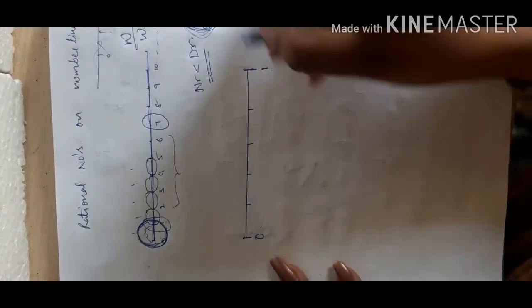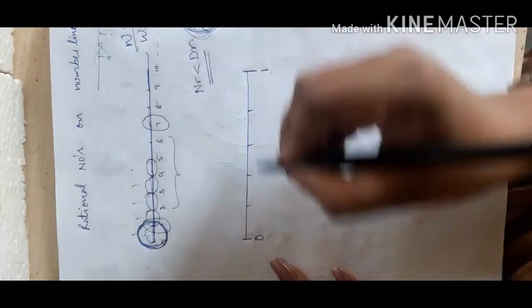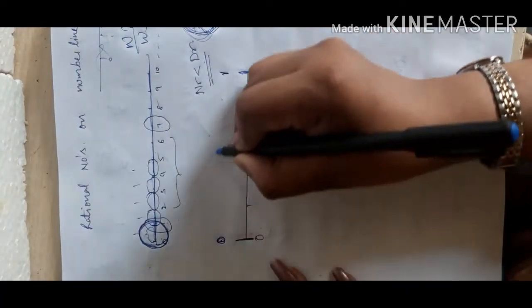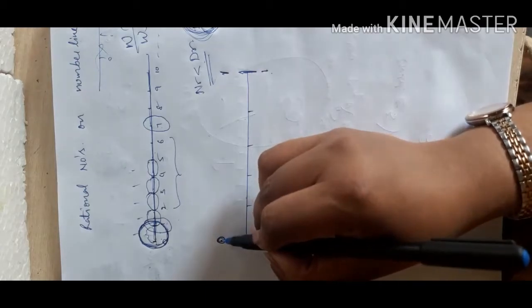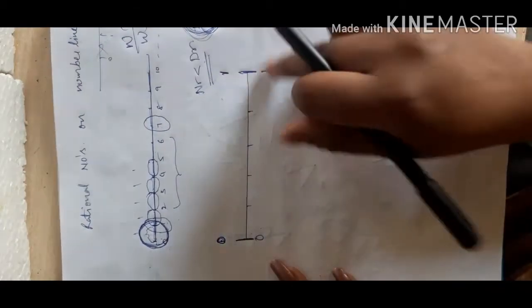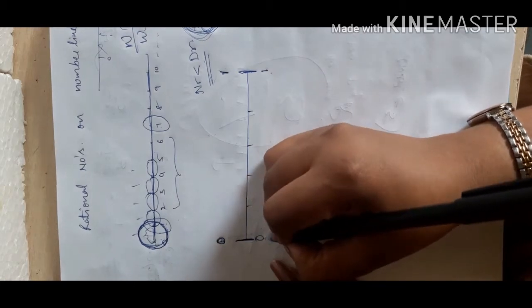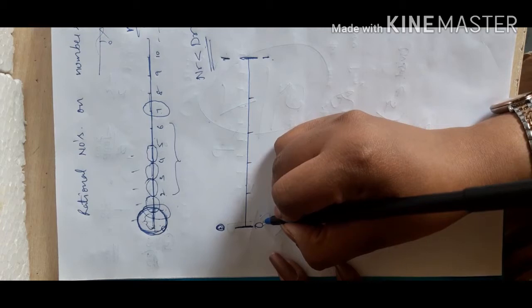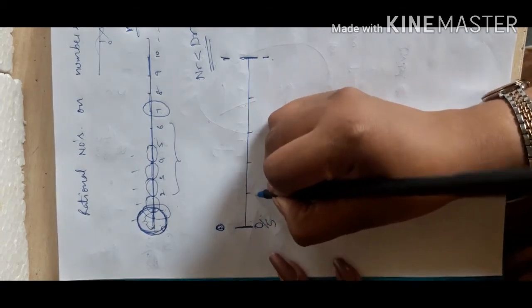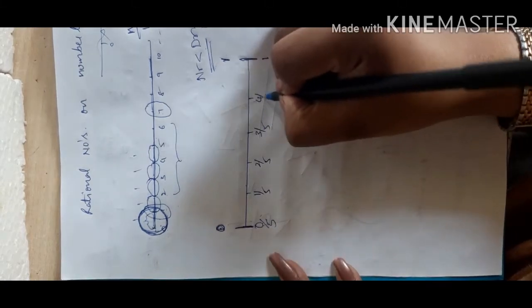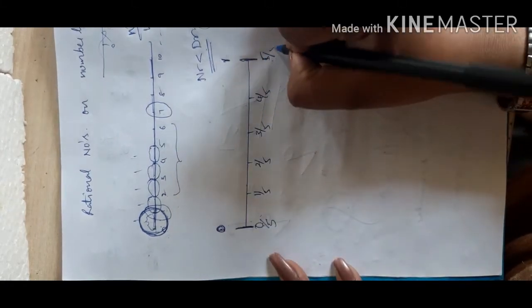Okay, now what is the denominator here? 5. So on the top, write down that it is the 0 to 1 unit, and I have made 5 parts. So because I have made 5 parts, the rational numbers will be 0/5, 1/5, 2/5, 3/5, 4/5 and 5/5.